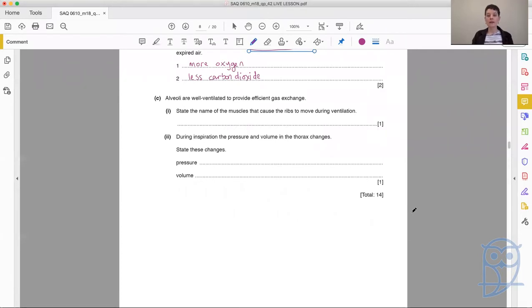State the name of the muscles that cause the ribs to move during ventilation. The muscles that cause the ribs to move, the muscles between the ribs, the intercostal muscles.